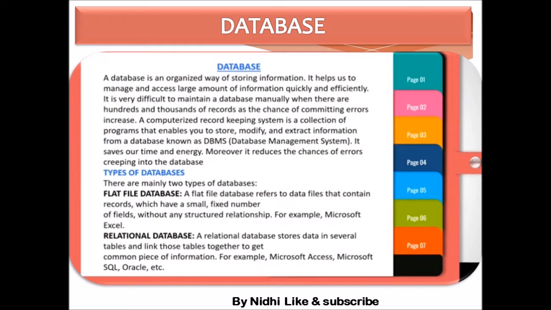A computerized record keeping system is a collection of programs, and through that system we can store data and fetch data. That means by putting in some value, we can get all the data, we can change the data, and we can use that data. So a collection of programs that enable us to store, modify, and extract information from a database is known as a database management system.